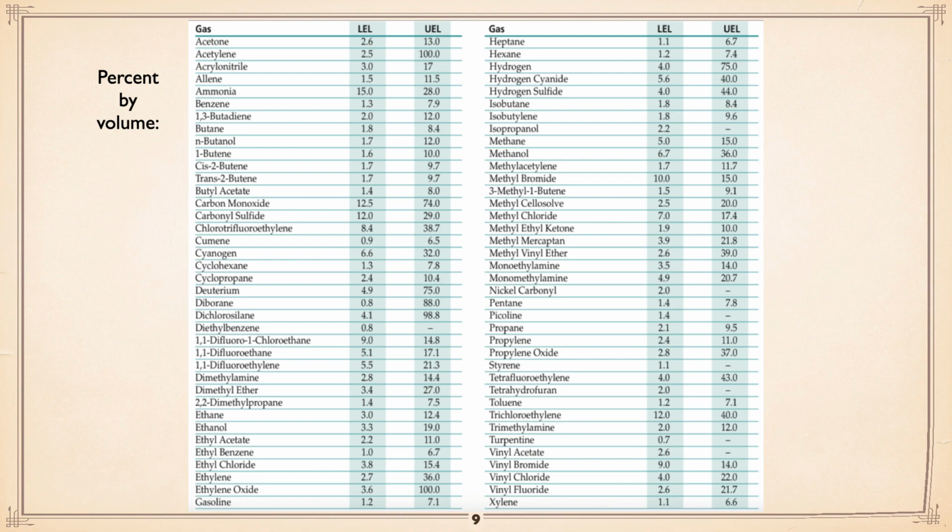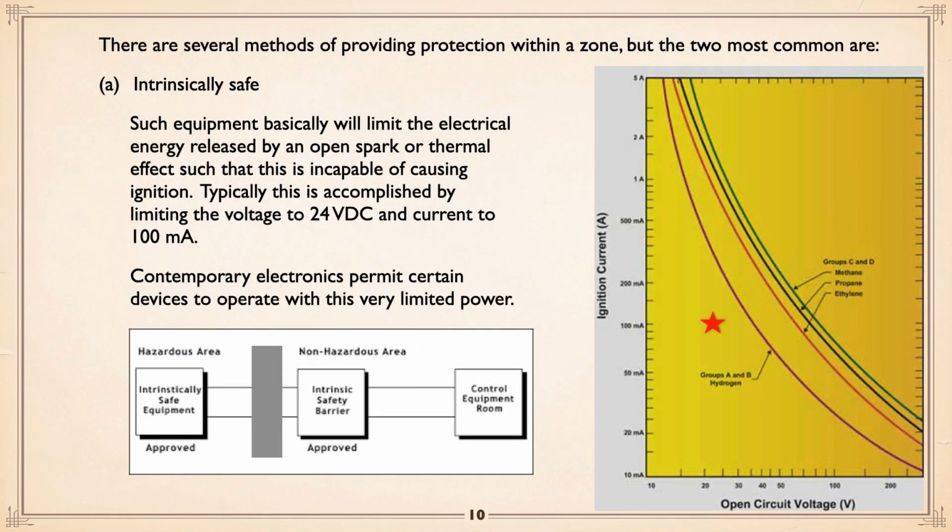ignition concern. Now, there are several means of providing protection within a zone, but the two most common are either intrinsically safe or, we'll get to it in a minute, flameproof. Intrinsically safe means that anything in that area that is liable to cause a spark, the spark will not have enough energy to actually ignite it. And the classic definition of that is 24 volts at a maximum of 100 milliamps.